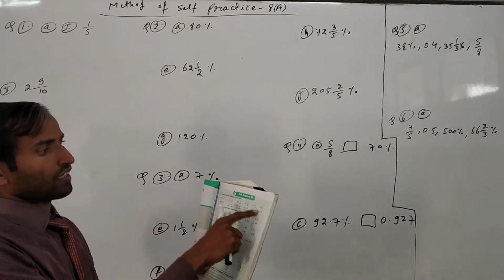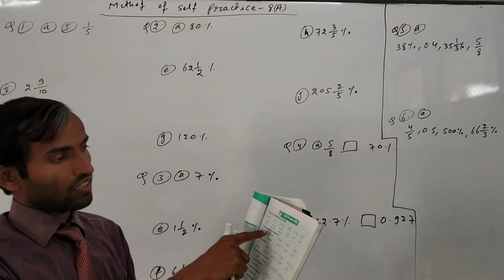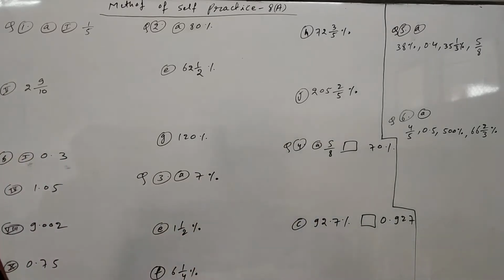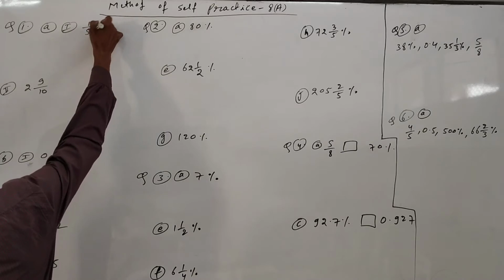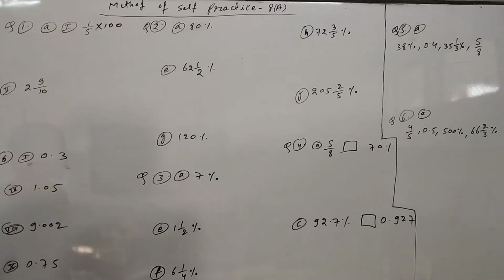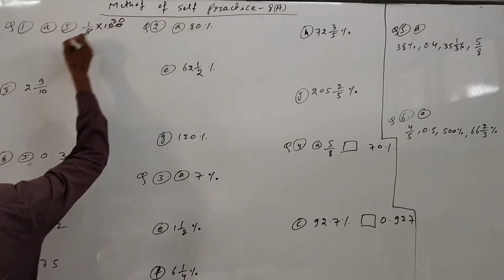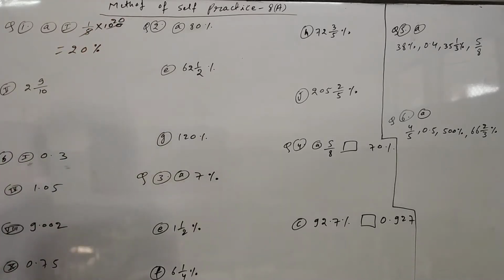So just you see here, these are fractions, and some mixed fractions are given, and decimals are given. So we have to convert into percentage. So this one is the fraction 1 upon 5. We have to convert into percentage. For that we have to multiply by 100. Okay. So after that we have to cancel out. It will come 20. So final answer is 20%. So just use here the percentage symbol.